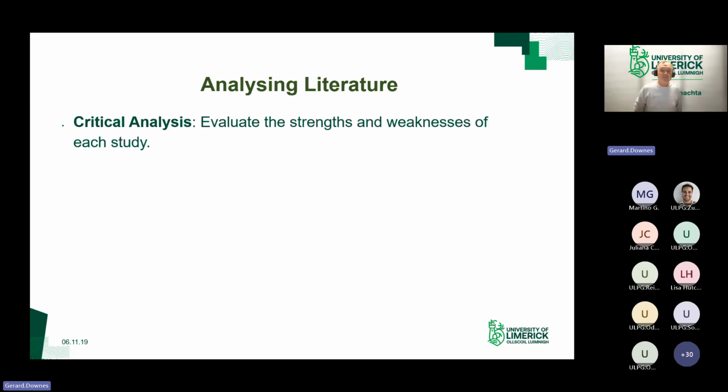So first of all, critical analysis. Again, evaluating the strengths and the weaknesses of each study. And that is absolutely essential to any literature review, because, as I said, it's not just a shopping list of all the literature in the area. I confess, when I began my literature review many, many years ago, I wasn't sure what a literature review was.